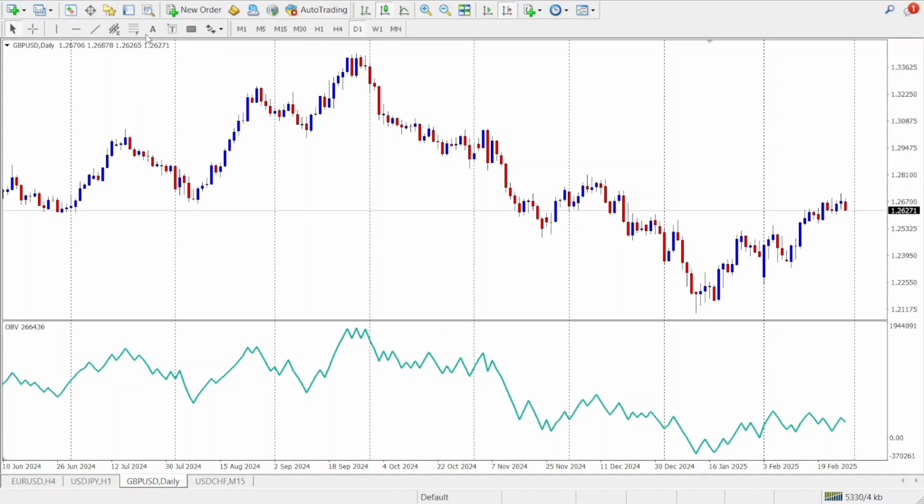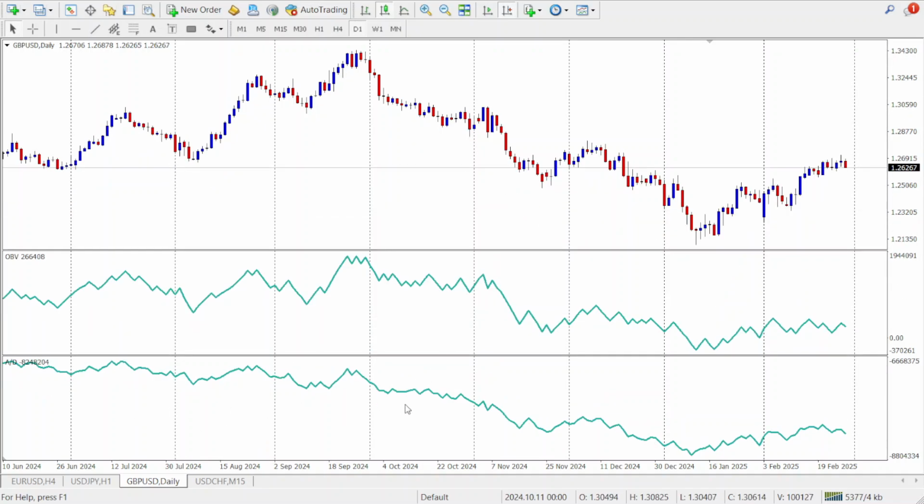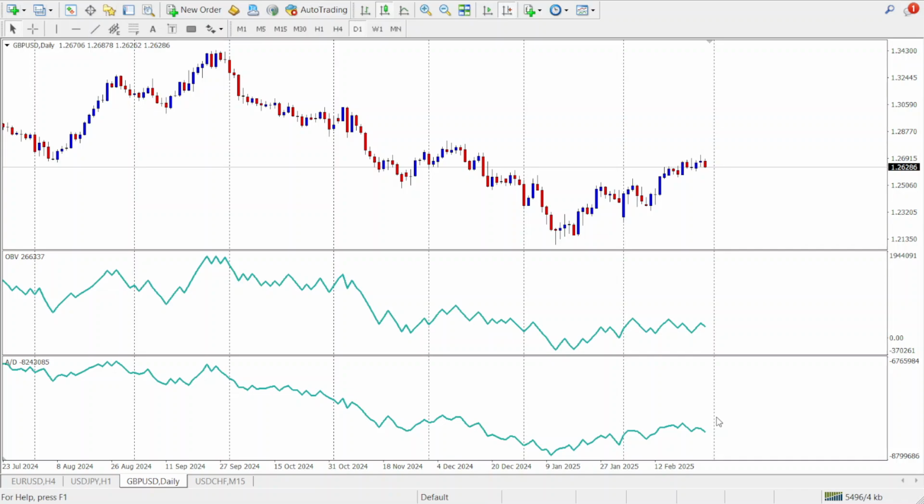All right, so let me add the accumulation distribution indicator to the chart. So here we have the accumulation distribution. Now this indicator was created by Mark Chaikin and works differently from the OBV because it considers both price movement and volume flow together. Instead of just adding or subtracting volume, the AD, which is the accumulation distribution indicator, looks at where the price closes within its range for the day.